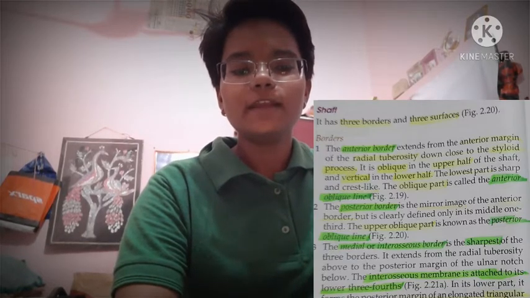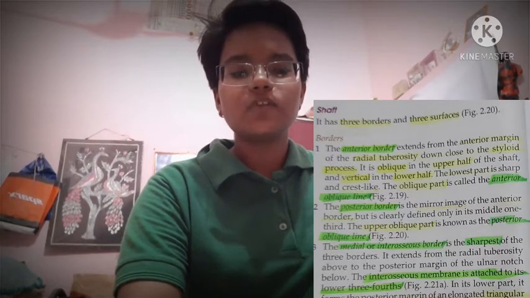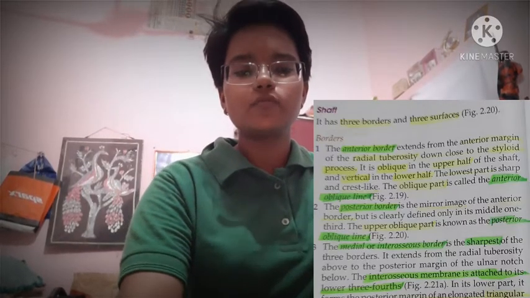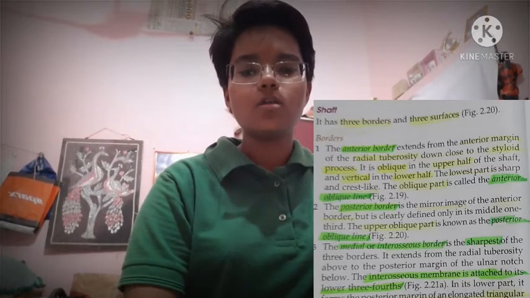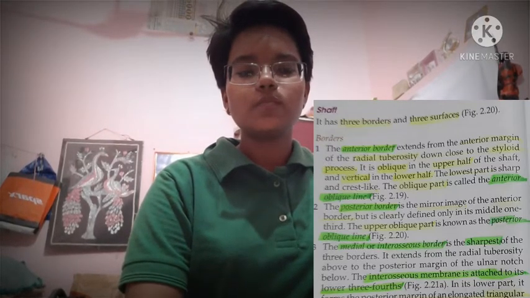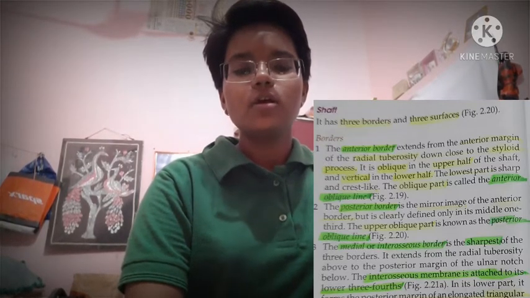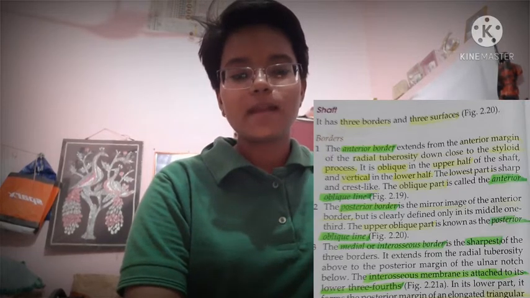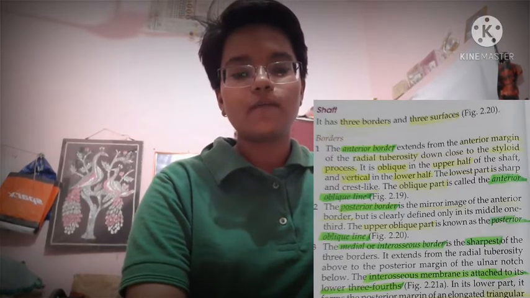The medial or interosseous border is the sharpest of the three borders. It extends from the radial tuberosity above to the posterior margin of the ulnar notch below. The interosseous membrane is attached to its upper three-fourths. In its lower part, it forms the posterior margin of an elongated triangular area.